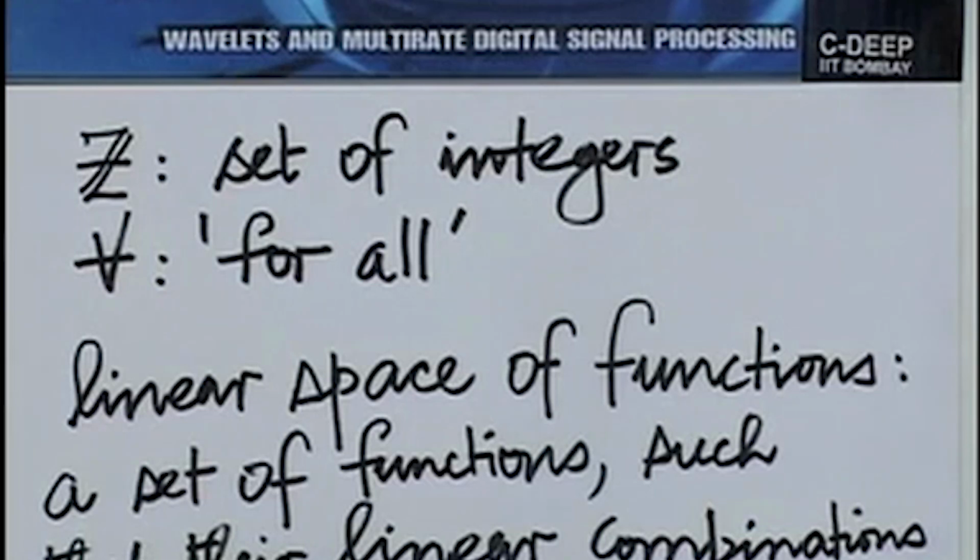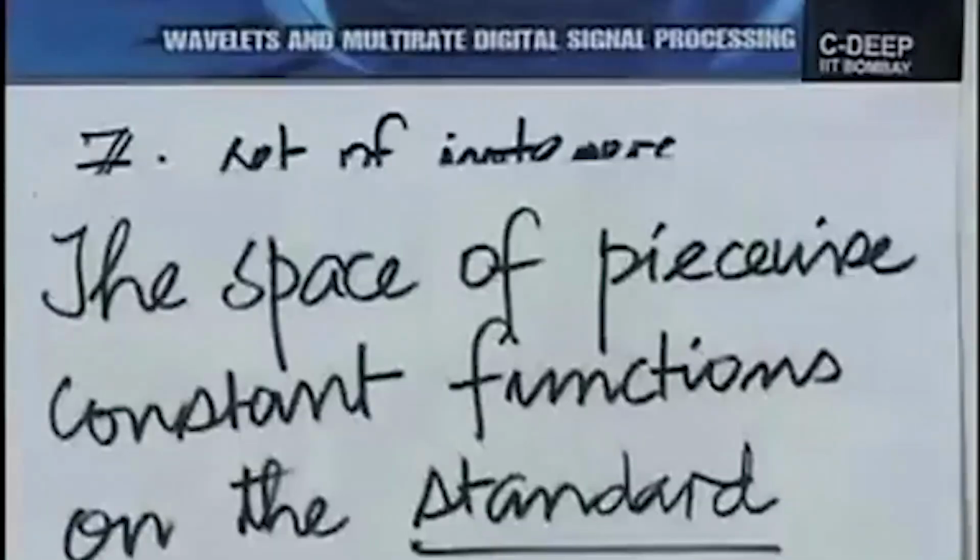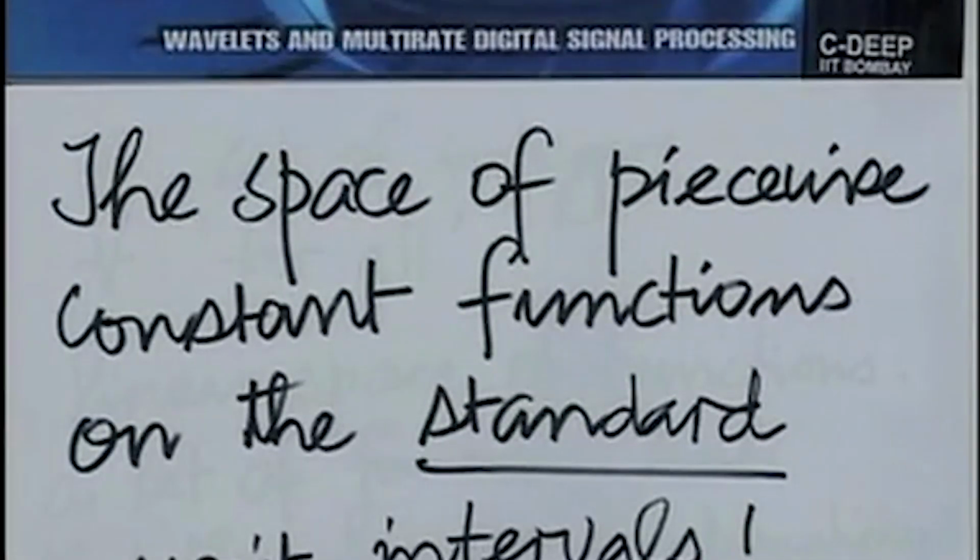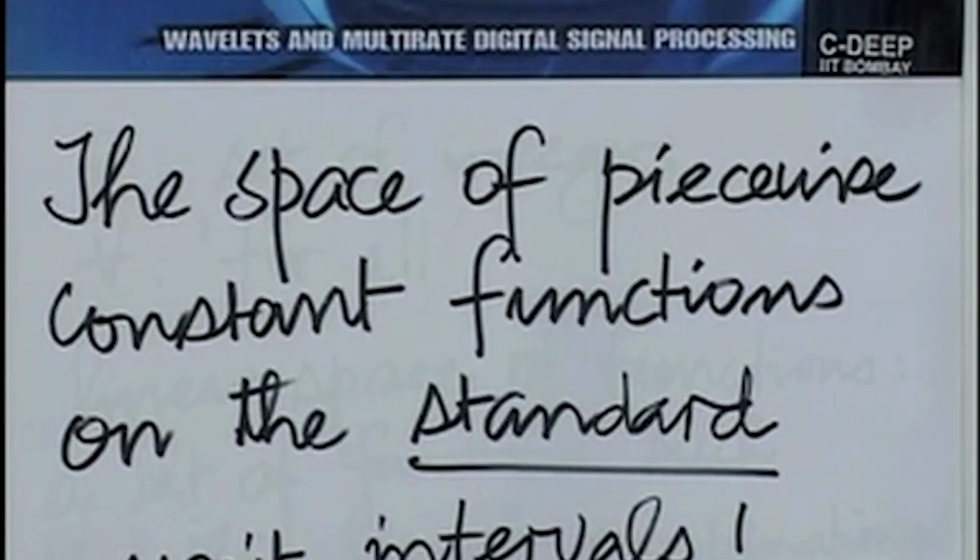So, you see, a linear space of functions is one in which any linear combination of functions in that set fall back into the same set. Now, here there is a little bit of clarification required. You see, in general, if you consider the space of functions that we talked about a minute ago, namely the space of piecewise constant functions on the standard unit intervals. Which are the standard unit intervals? The open intervals of the form n to n plus 1 for all n over the set of integers, then there is an infinity of such functions.